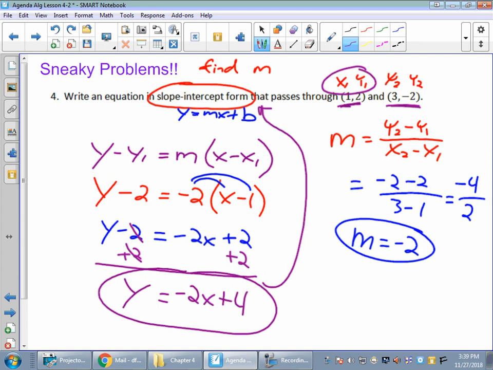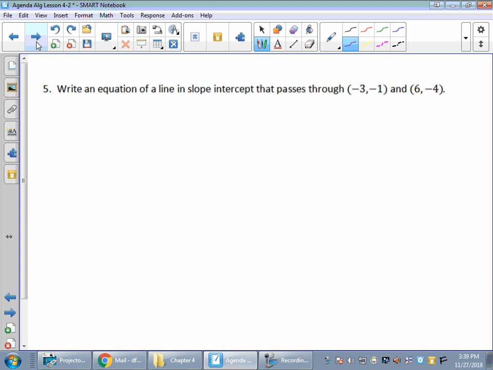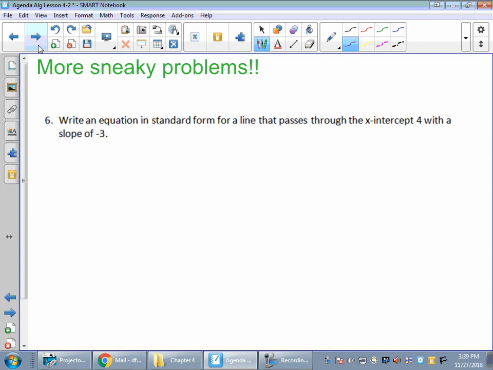Okay, let's just look at a couple more sneaky problems. This one's very similar, just one in slope-intercept form. How about another one? Write an equation in standard form for a line that passes through the x-intercept with a slope of -3. So in this one, they give you the slope of -3, but they didn't give you a point. Well, remember, our x-intercept is a point.